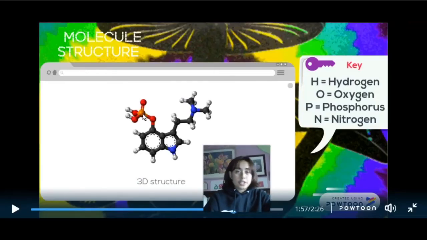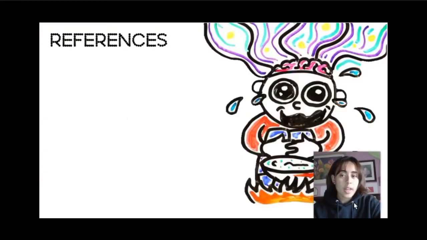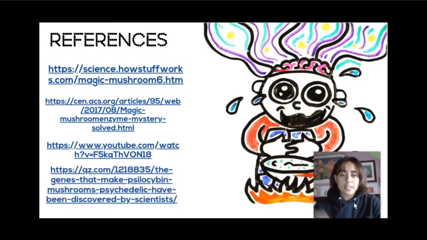3D structure is important because it can show in 3D how the molecule is structured, so there could be a physical model made of it. And I believe 3D structure does the best job showing the important parts of my psilocybin molecule. And here are my references.